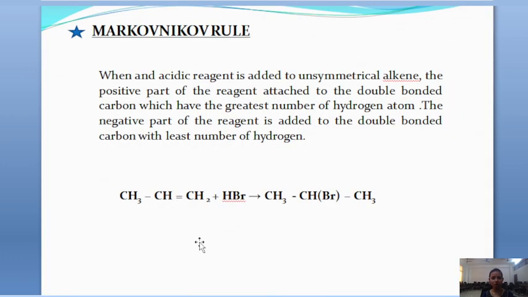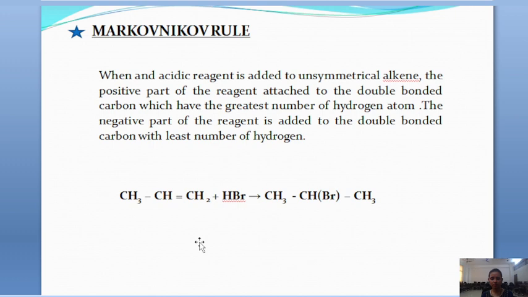First, we will discuss Markovnikov's rule. According to Markovnikov, when an acidic reagent is added to an unsymmetrical alkene, the positive part of the reagent will attack the double bonded carbon which has the greatest number of hydrogen, and the negative part will be added to the double bonded carbon which has the least number of hydrogen. So when we react an acidic reagent with an alkene, the positive part of the reagent will combine with the double bonded carbon which has the highest number of hydrogen, and the negative part will combine with the double bonded carbon which has the lowest number of hydrogen.